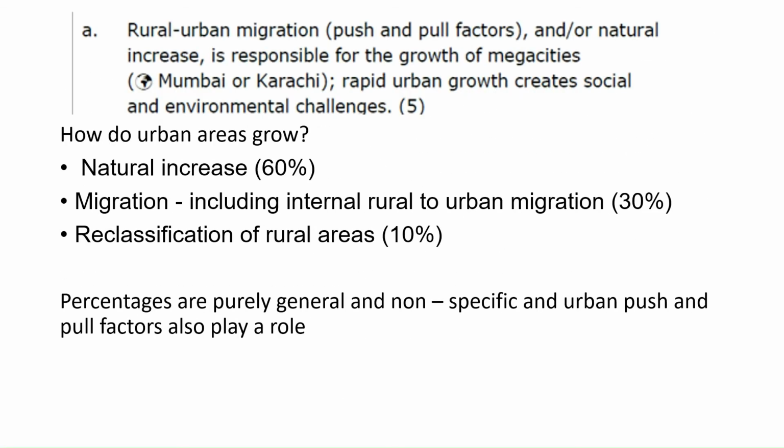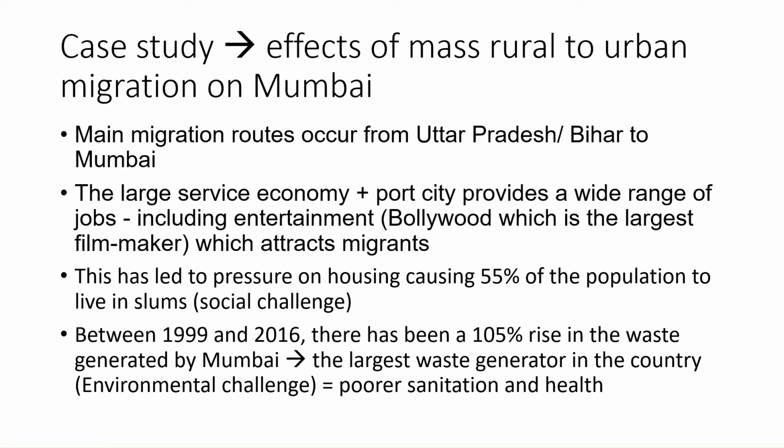And another thing is you need to know the case study. So what is this case study? The effects of mass rural to urban migration on Mumbai. Mumbai is in India, if you didn't know. And here's some key facts about it. So main migration routes occur from Uttar Pradesh, apologies for the terrible pronunciation to the Indian folk out there watching this video, and Bihar to Mumbai. Bihar is my favorite place in India because it holds a dear place in my heart because it was one of my first case studies because I love geography so much.